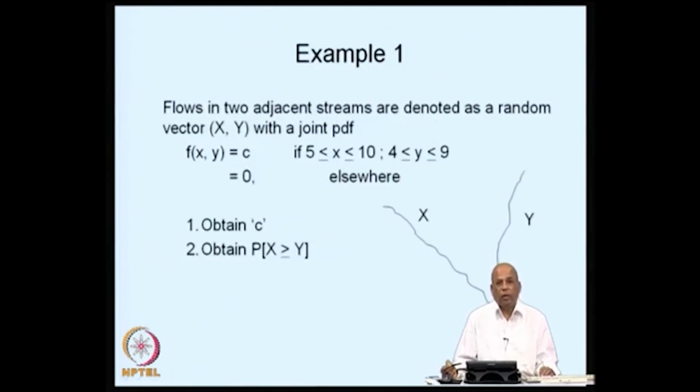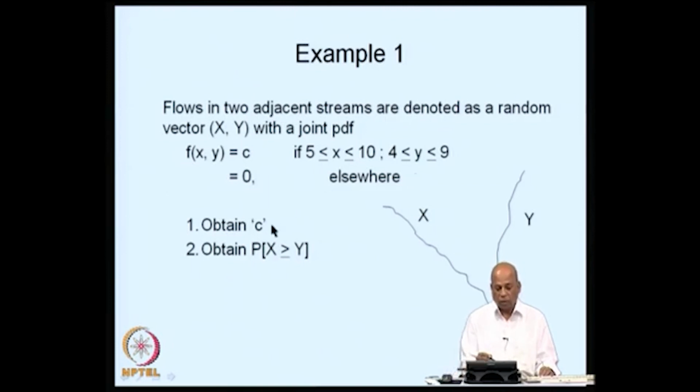Now, with this we will just have a few examples to see how the joint probability density function is applied. Let us say we are considering flows in two streams, two adjacent streams. One of the flows we indicate as the random variable x, the other one as the random variable y. The joint density function f of x comma y is given by a constant c for the range x taking on values between 5 and 10 and y taking on values between 4 and 9, and this is 0 elsewhere.